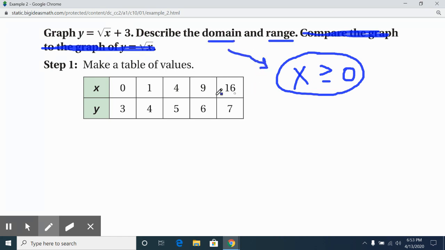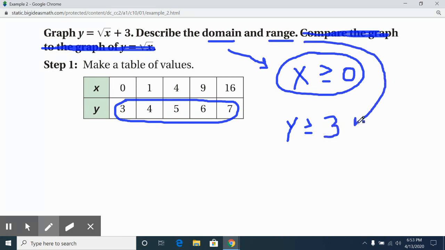Now for the range, if we look at these y values after we plug in our numbers for x, what do we notice about them? They start at 3, and then they go up from there. So what I can say for my range, which is my y values, is y is greater than or equal to my lowest number, 3. This is my range: y is greater than or equal to 3.